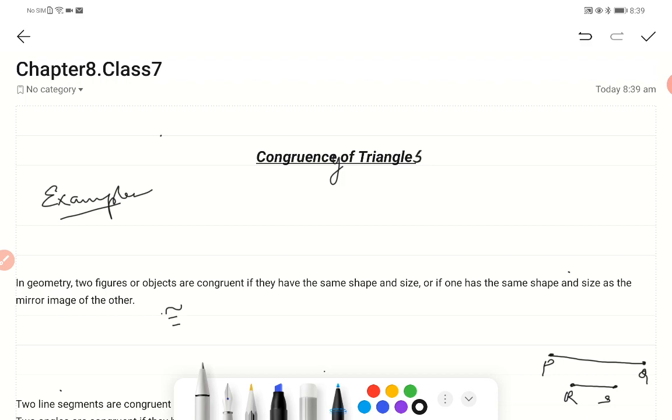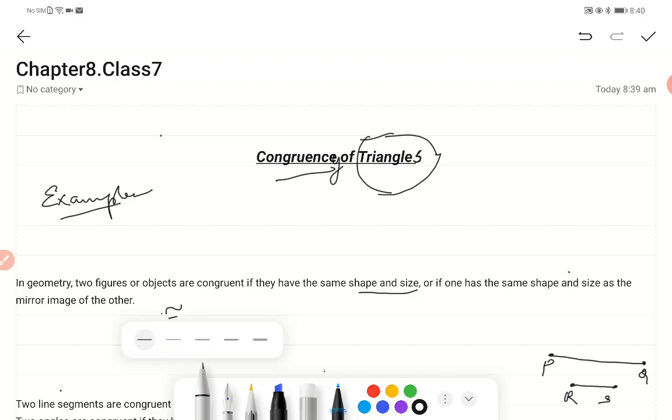Before we start with the congruency of triangles, let's see what congruency means. Understand this: you can take two figures or two objects, and you will say that two objects, two figures, or any two things are congruent only if the size and also the shape of them are the same. Then you say those two objects or shapes are congruent.